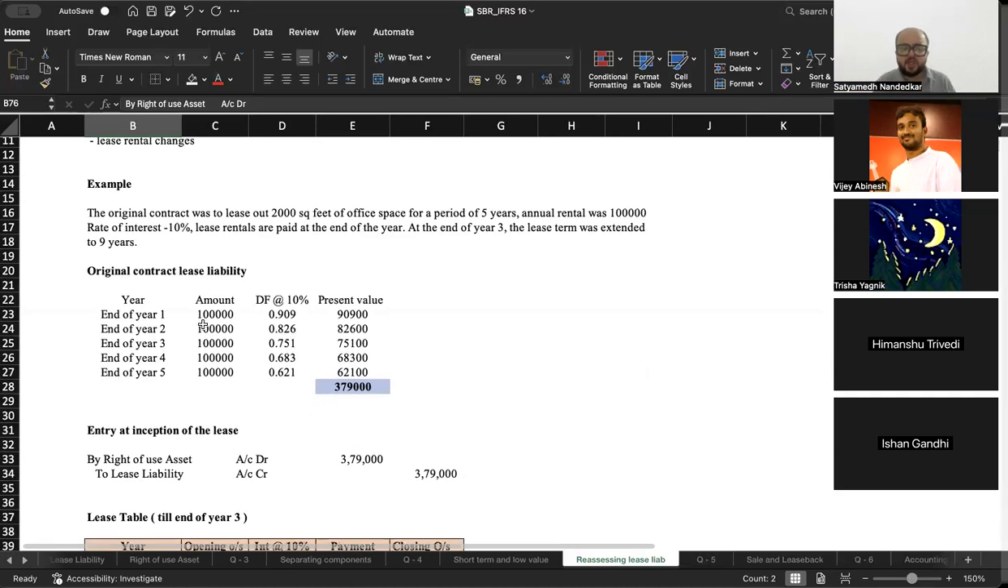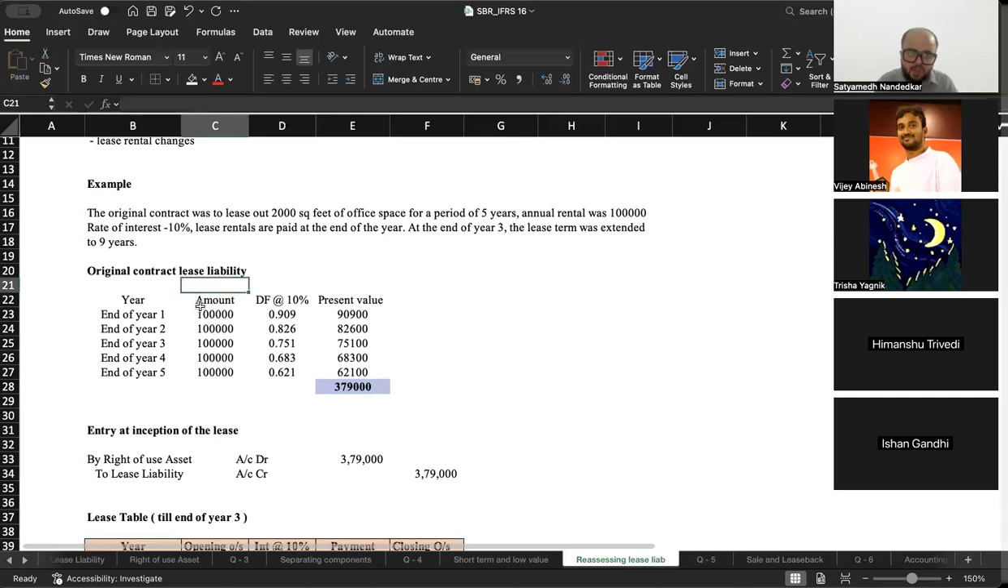आपका ओरिजिनल कैलकुलेशन था at the inception of the lease that 2000 square feet of office space is taken for a period of 5 years. Annual rental was 1 lakh. ठीक है. Rate of interest 10%. Lease rentals are paid at the end of the year. At the end of 3 years, the lease term was extended to 9 years.